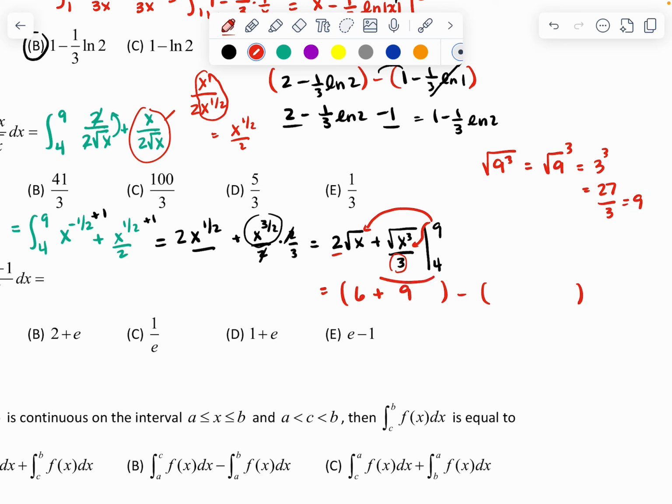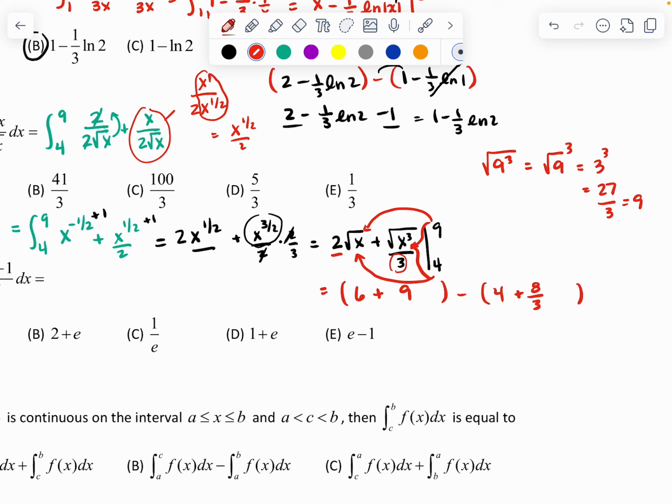Now let's plug in the 4. Square root of 4 is 2. 2 times 2 is 4. If I plug the 4 into here, 4 cubed is 64. The square root of 64 is 8. And then it's still being divided by 3. So that's plus 8 over 3.